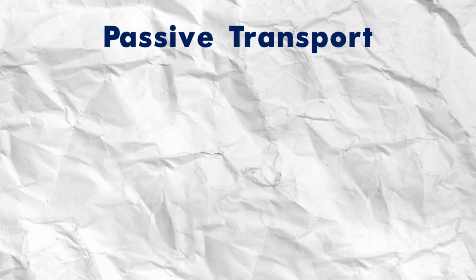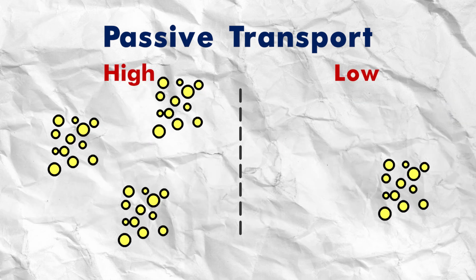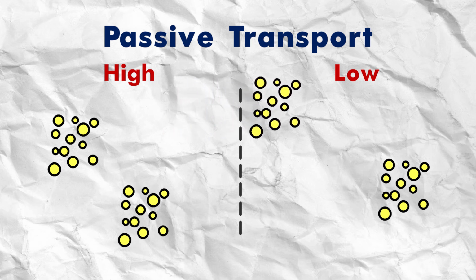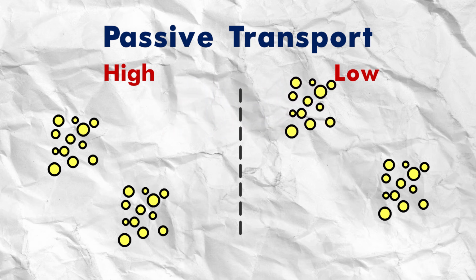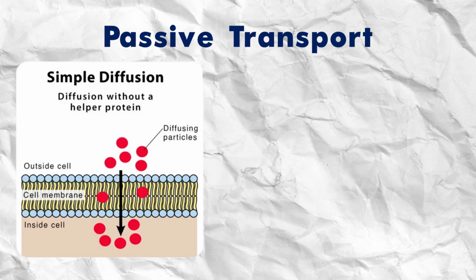Passive transport includes simple diffusion, facilitated diffusion, and osmosis. All of these rely on the movement of solutes along their concentration gradient. This means that areas with high concentration will move towards areas with low concentration. They use no ATP.